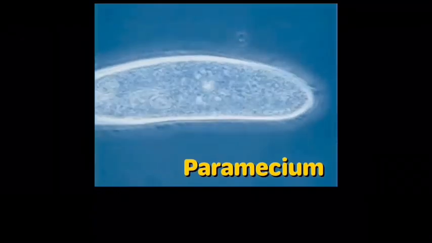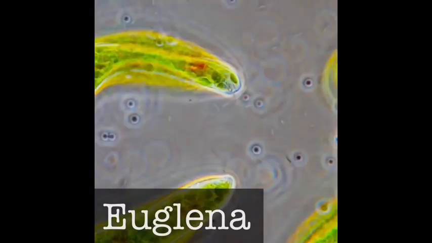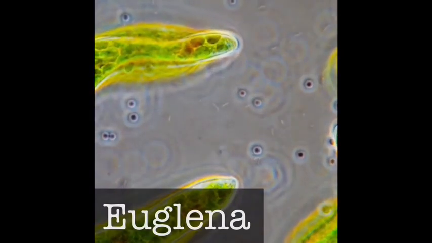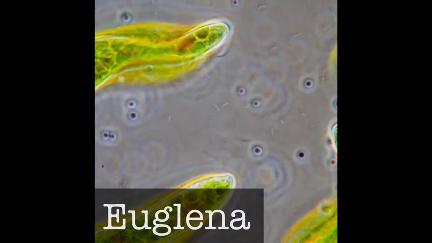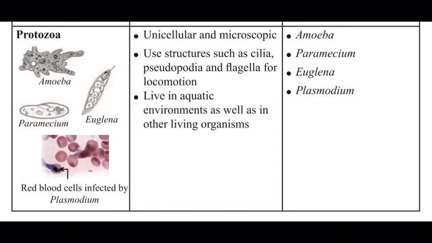Protozoa, unicellular and microscopic. They use structures such as cilia, pseudopodia and flagella for locomotion. They live in aquatic environments as well as in other living organisms.